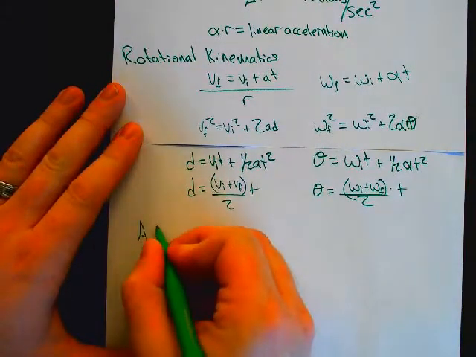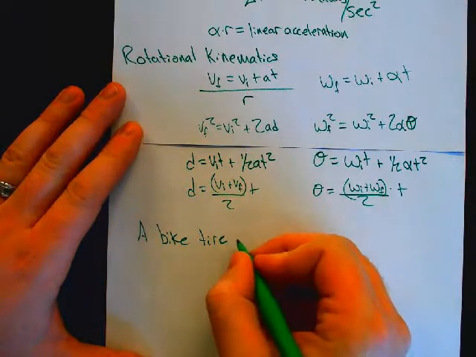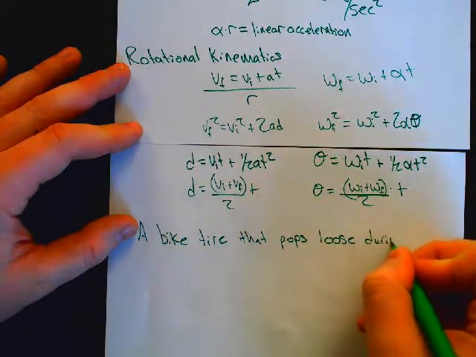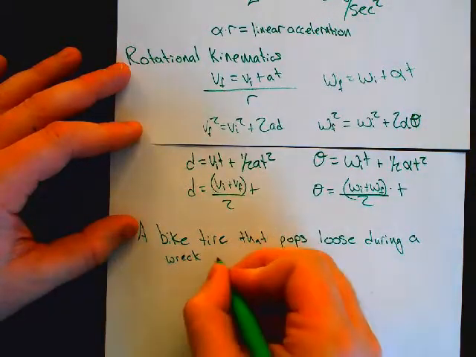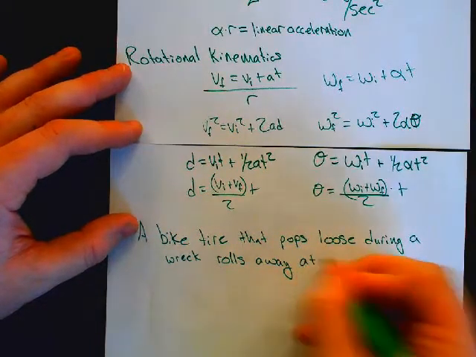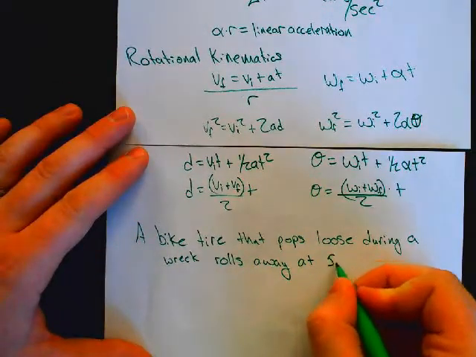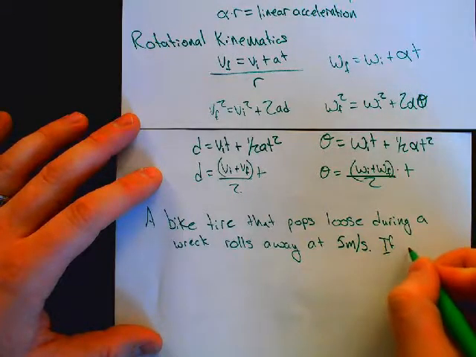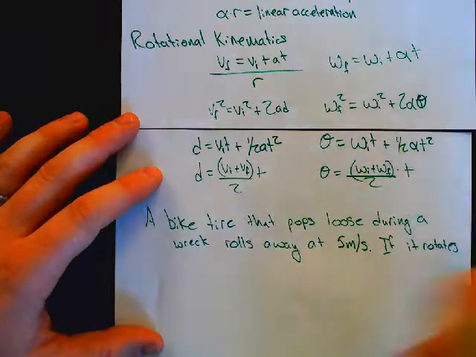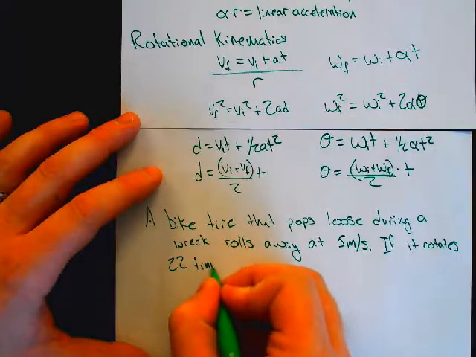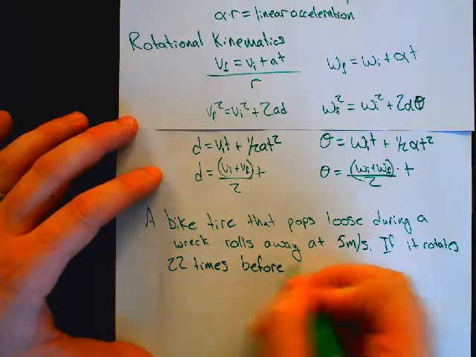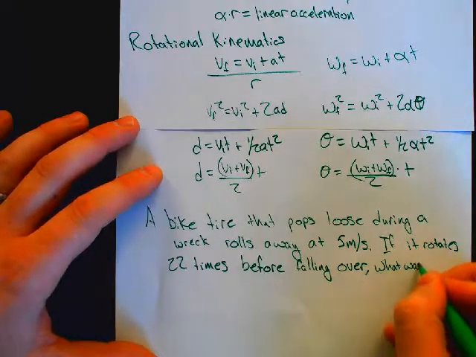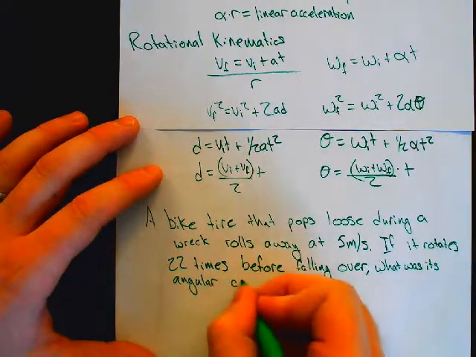So let's take a bike tire that pops loose during a wreck and rolls away at, let's say, 5 meters per second. If it rotates 22 times before falling down, what was its angular acceleration?